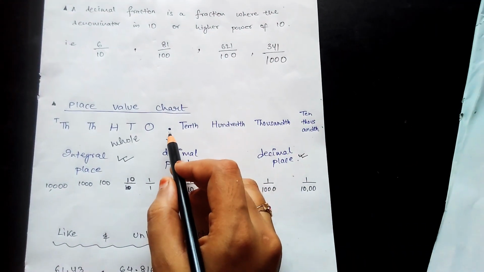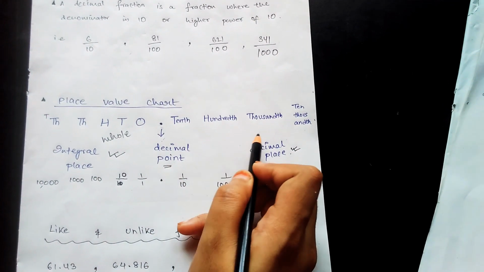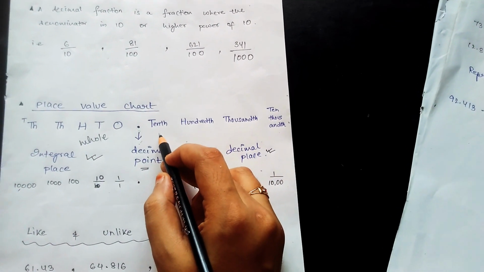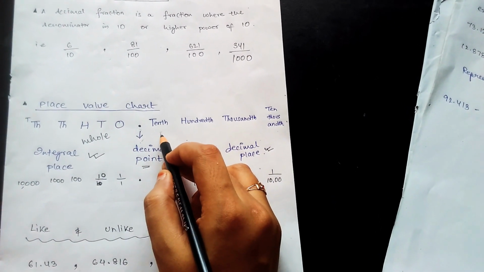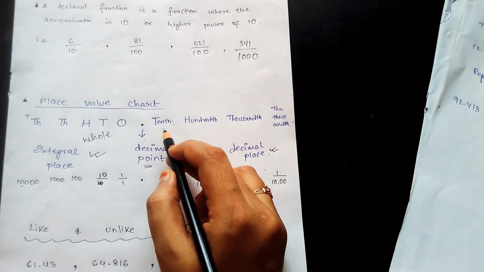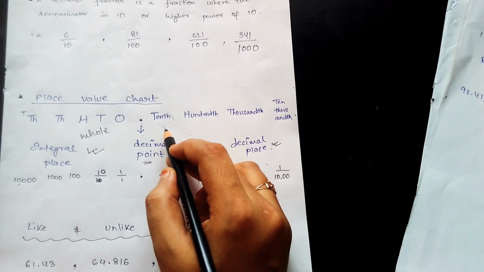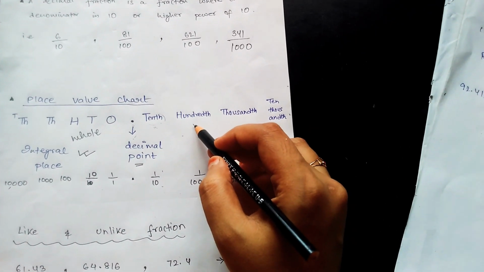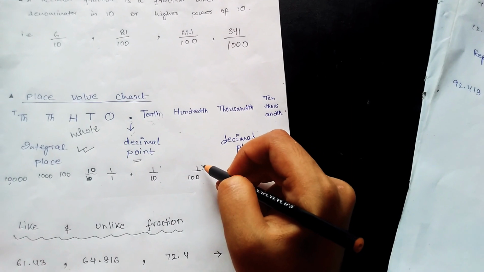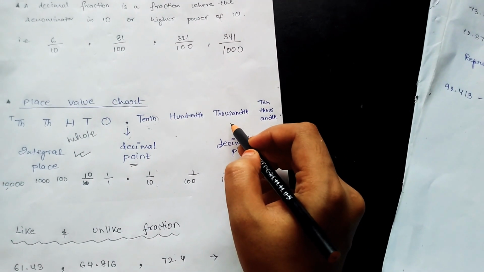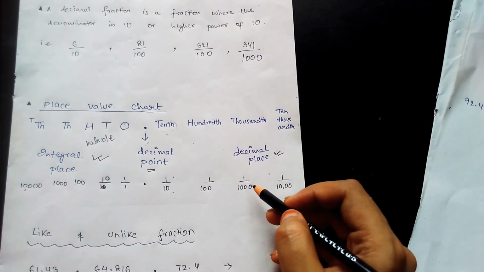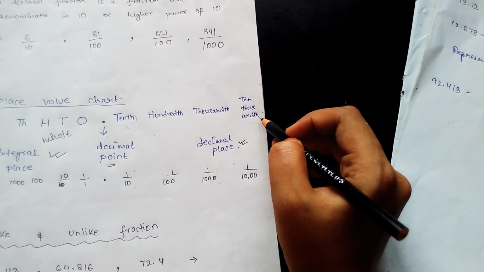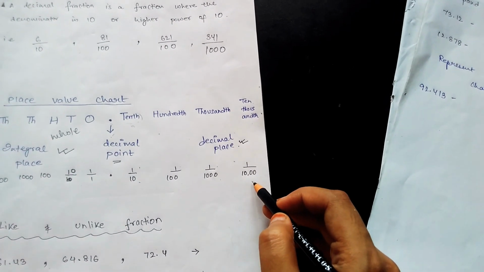Now we have a decimal point and we have the decimal places. So coming to the decimal places, the place value of the first place will be tenth, T-E-N-T-H, tenth, which means 1 by 10. The second place value is the hundredth, that is 1 by 100. Third place value is the thousandth, which is 1 by 1000. The fourth one is ten-thousandth, that is 1 by 10,000.